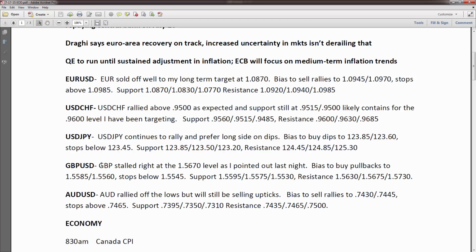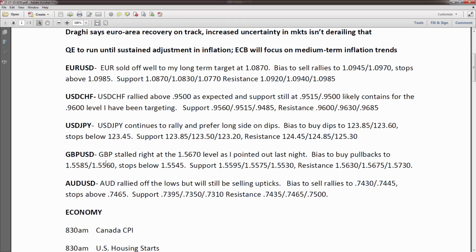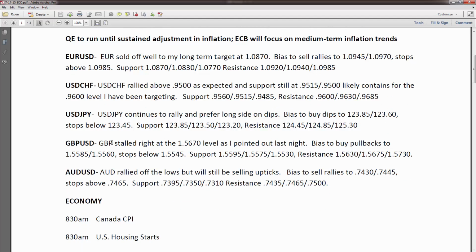So what I wanted to do is walk through a cable example for you, pound dollar. I want to show you what we were looking at in pound dollar. As we had been talking the night before, pound had stalled right at this 56.70 level. And I still maintain last night, I still maintain a bias to buy pullbacks into 55.85 to 55.60 with stops resting at 55.45. So you see we have our support and our resistance lines.